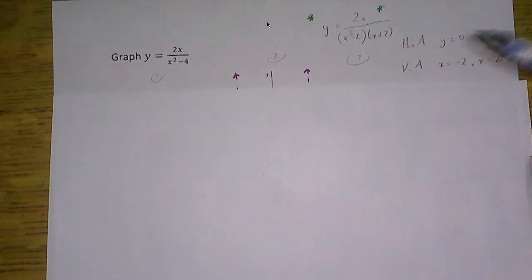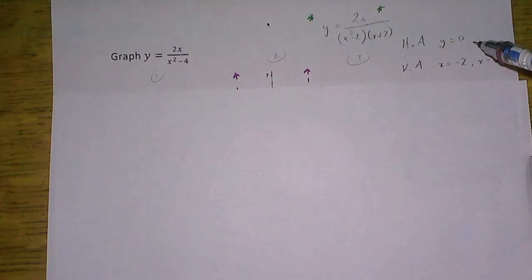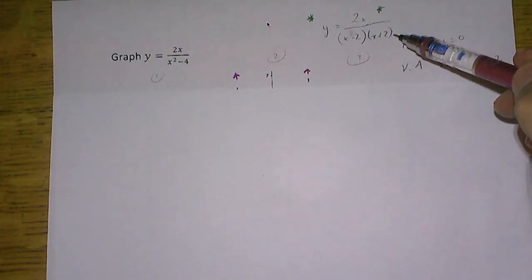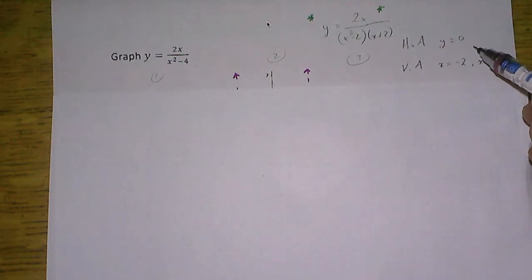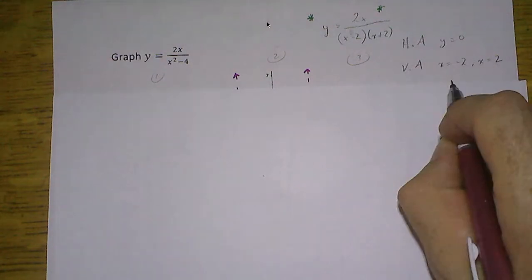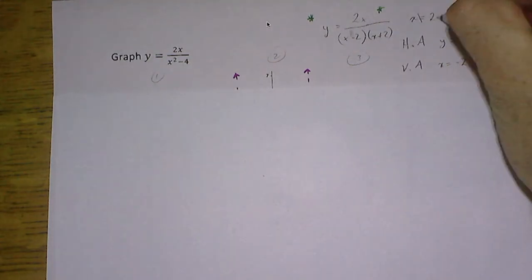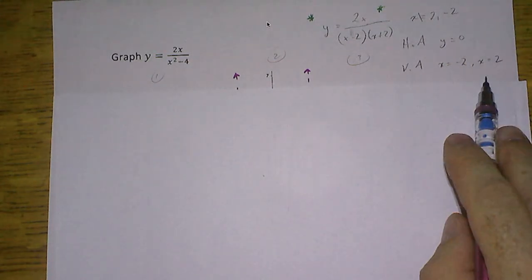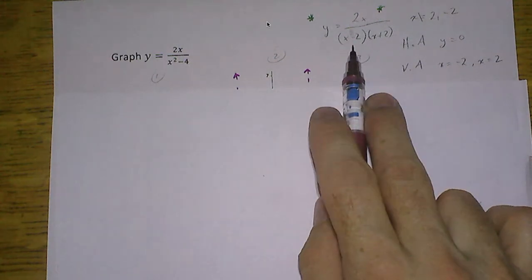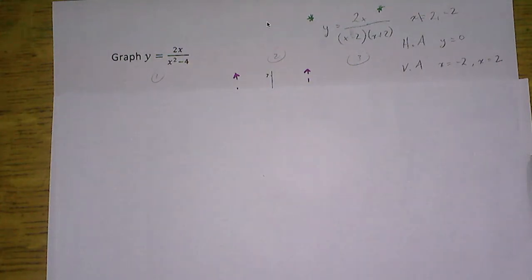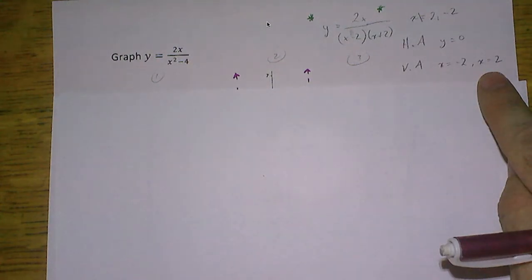What we notice here is that we have a horizontal asymptote of y is equal to 0. The reason for that is because the degree of our numerator is less than the degree of the denominator. So that's why we have y is equal to 0. Now, our vertical asymptotes: my non-permissible values are 2 and negative 2, and they come from these factors. Since these factors are not canceled out with factors in the numerator, we have vertical asymptotes at negative 2 and 2.